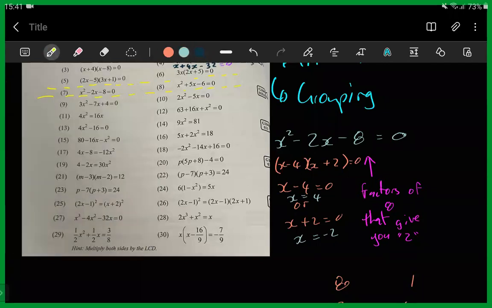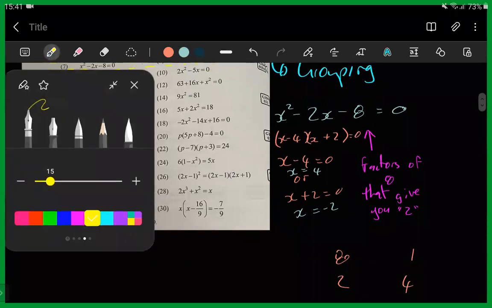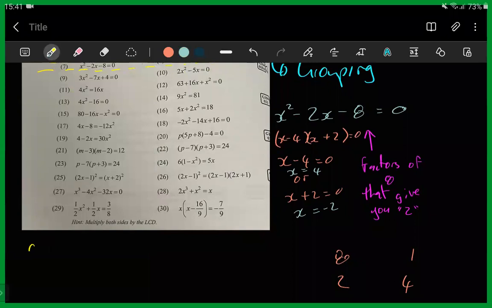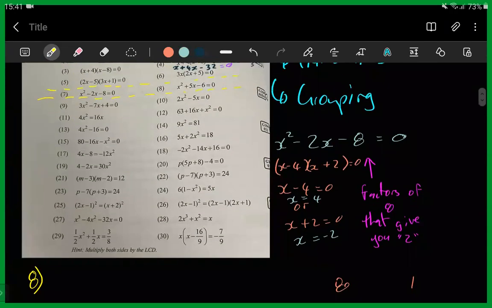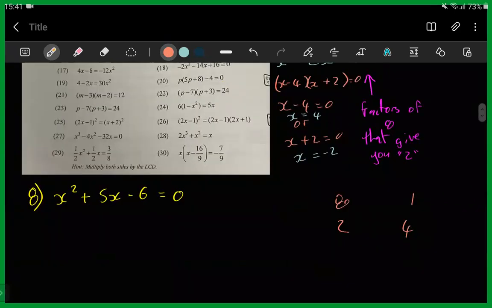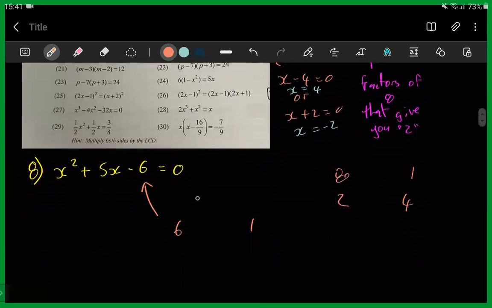With question number 8, we need to keep in mind that all that's happening there is that we have x squared plus 5x minus 6 equal to 0, right? So in this situation, it's the same idea. We want factors of 6 that give a 5. So you can try 6 and 1, it gives a 5. 3 and 2 also gives a 5.